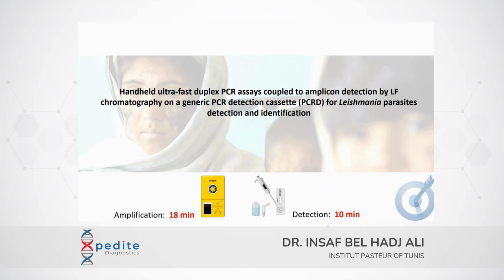So the second test I would like to talk about today is based on a handheld ultra-fast duplex PCR coupled to amplicon detection using a lateral flow immunochromatography for the concomitant detection and identification of the 3 Leishmania species. So using this test, we are able to deliver a result in less than 30 minutes, with 18 minutes for the amplification and 10 minutes for the lateral flow detection.